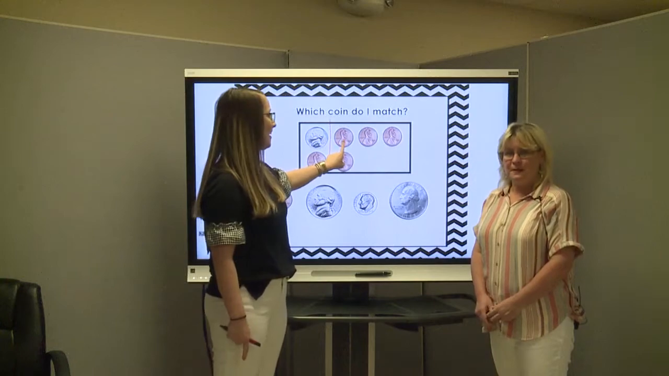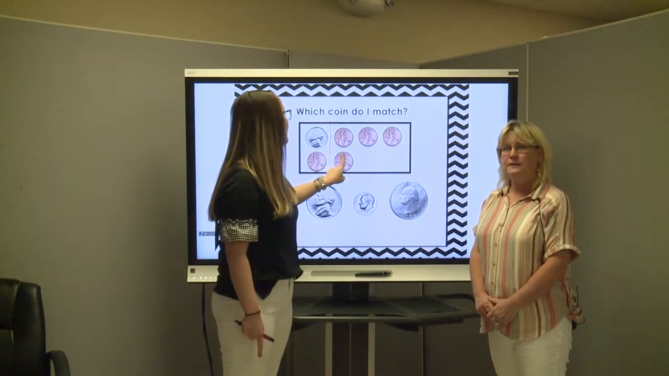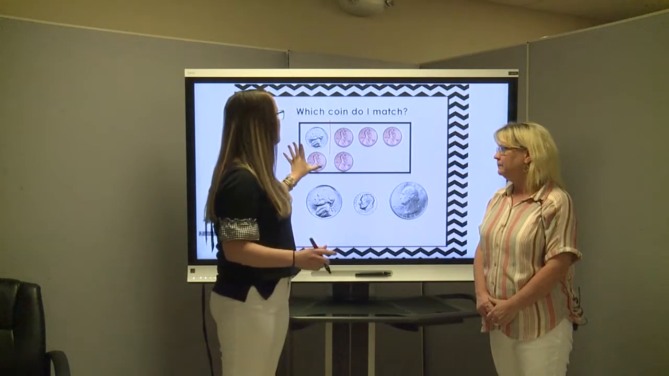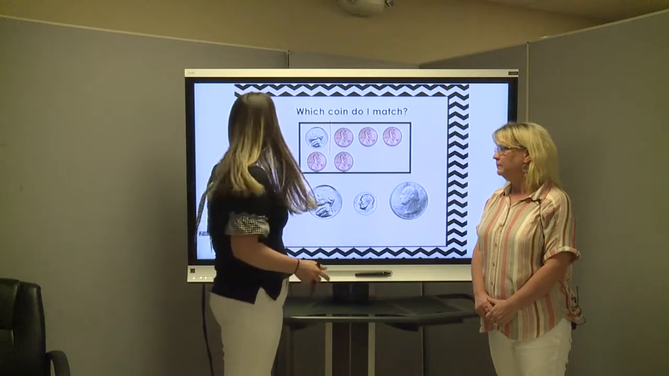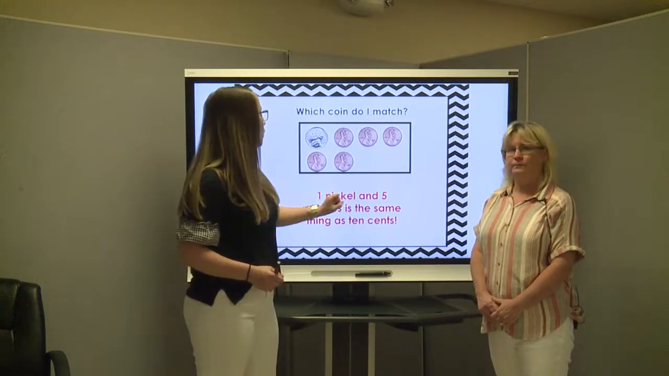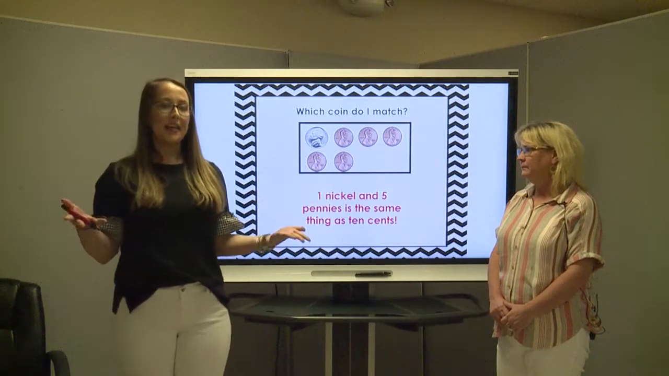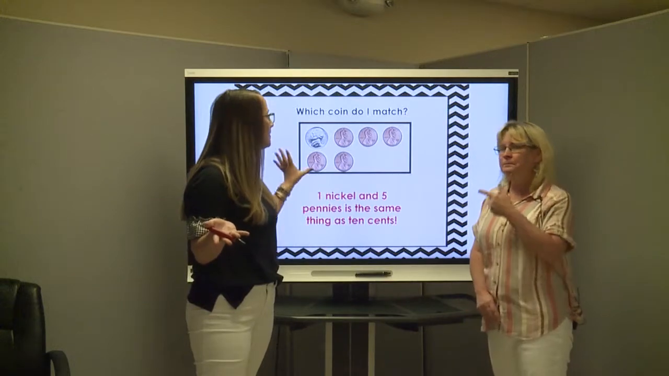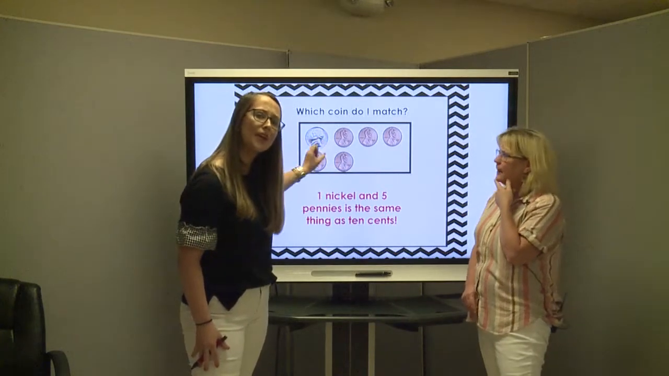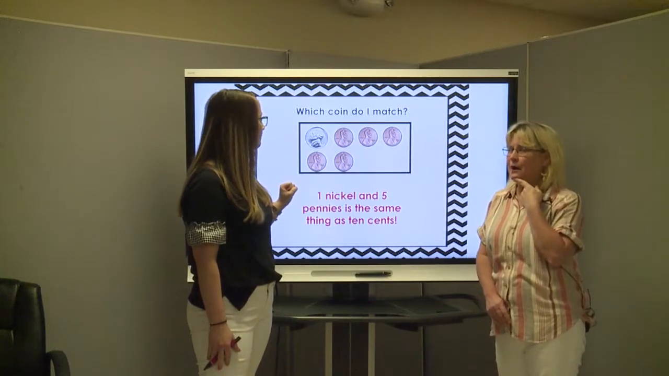5, 6, 7, 8, 9, 10. All of these coins are worth 10 cents. So 1 nickel and 5 pennies is the same thing as 10 cents. Which coin that we have talked about is the same thing as 10 cents? That is the same thing as all of these coins. You want a coin that's 10 cents. I think it's the dime.